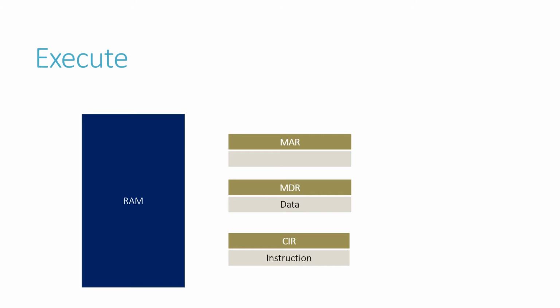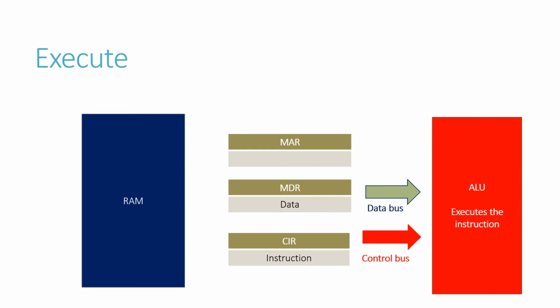During the execute part of the fetch execute cycle, the instruction that has to be executed is sent down the control bus to the processor, and the data that is needed is sent down the data bus to the processor. Inside the processor, the ALU executes the instruction using the data.